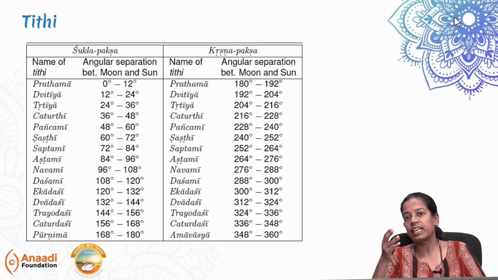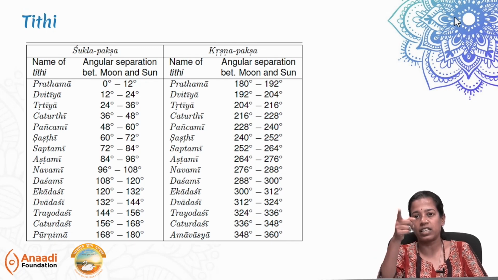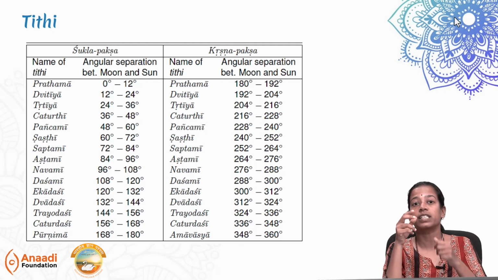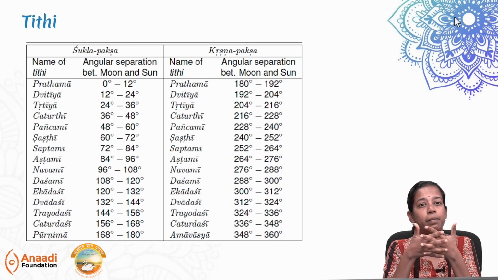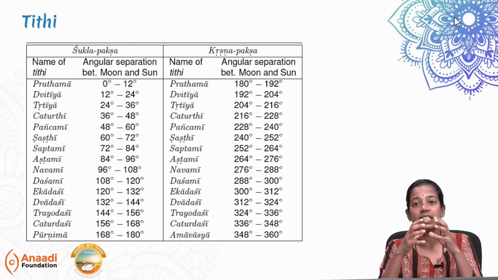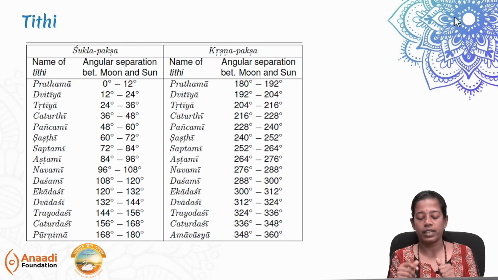It will be Krishna Paksha Navami. You can see it on this side of the table. Similarly, now if the angular distance between the moon and the sun is roughly about 40 degrees, then it will be Shukla Paksha Chaturthi. Do you understand? This is how we will try to calculate the Tithi.